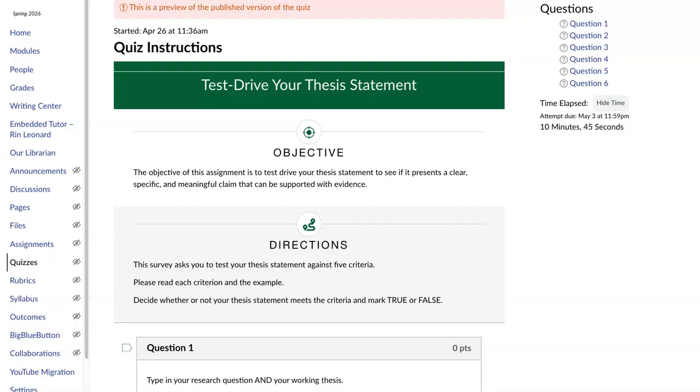Please send me any questions that you have and be prepared to work further with Rin, our embedded tutor, and with Michelle Hopper, our librarian. The 3 of us are totally invested in your success this semester.